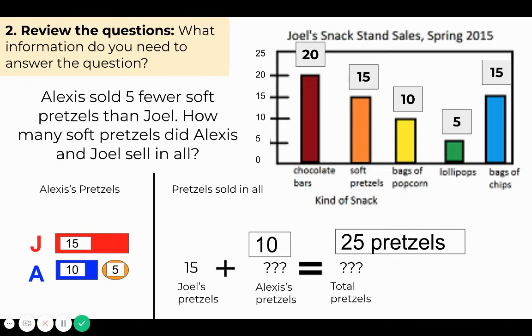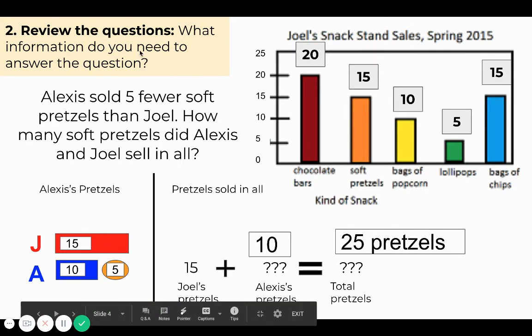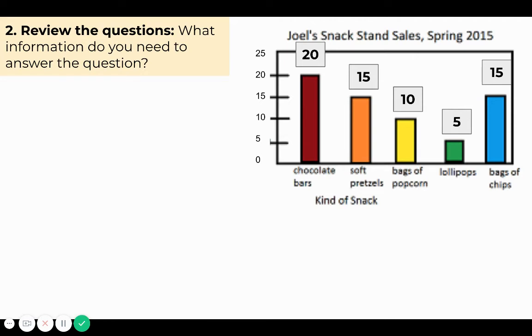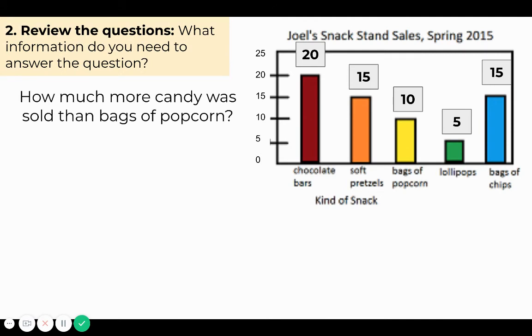For this problem, I had to use information that I got from the word problem and information given to me in the bar graph. That will be just like the problems you are going to do today. Sometimes the problem gets a little bit tricky and we have to think carefully about the categories. This problem asks, how much more candy was sold than bags of popcorn? How much more candy was sold than bags of popcorn?